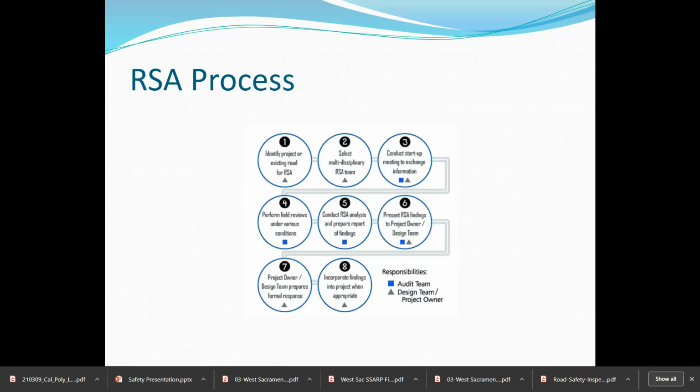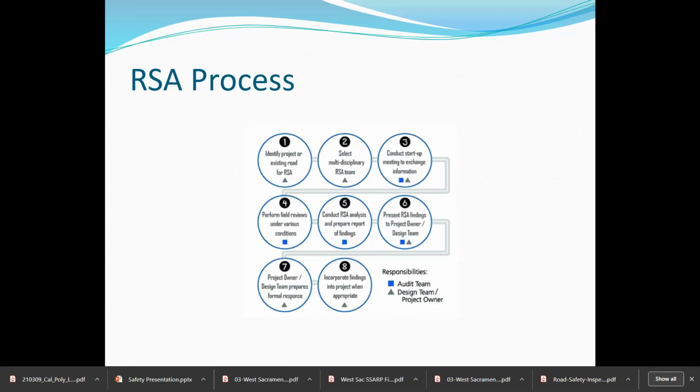So identify the project or existing road for road safety audit, select the multidisciplinary RSA team, and then conduct a startup meeting to exchange information. So that's where you sort of think about it, and here is what happens: if we were in the field, I would take you to the field myself, and I'd familiarize you all with the details of the site.